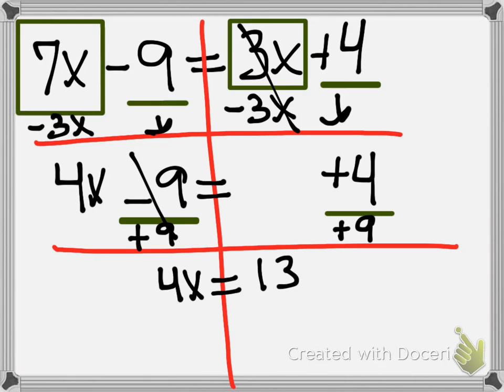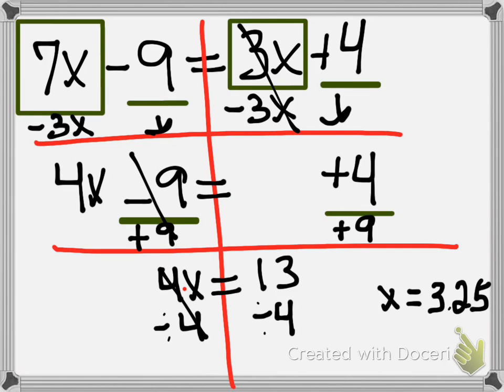Okay? I can tell you right now, this should give you a decimal because 4 does not go into 13. So what I'll do is, I've got it right next to this x. That means times, so I will divide by 4. Divide by 4. x equals 3.25.